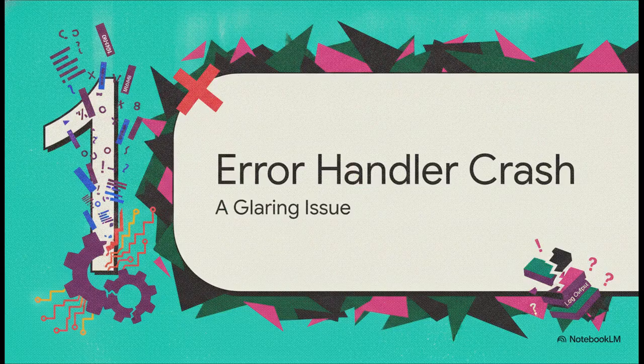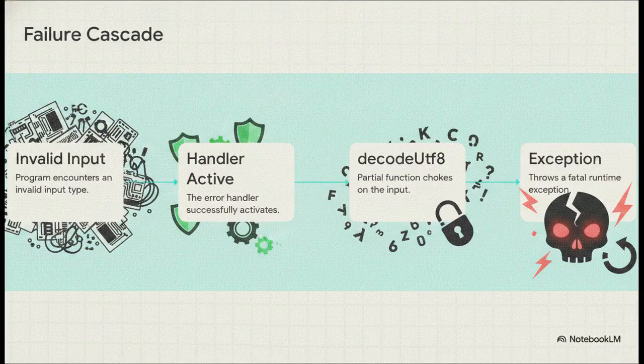Section 1, the error handler crash, a glaring issue. So this brings us to a really specific scenario documented in Ang's notes. Let's walk through this failure cascade step by step, because it's kind of like watching a train crash. Step 1, the system encounters an invalid input. Nothing crazy, right? This happens all the time.